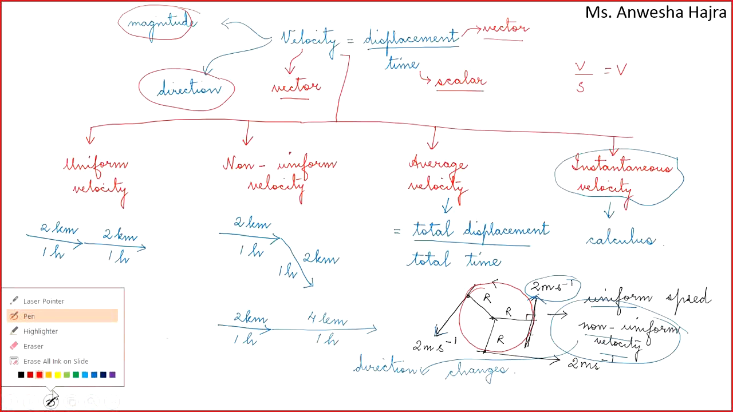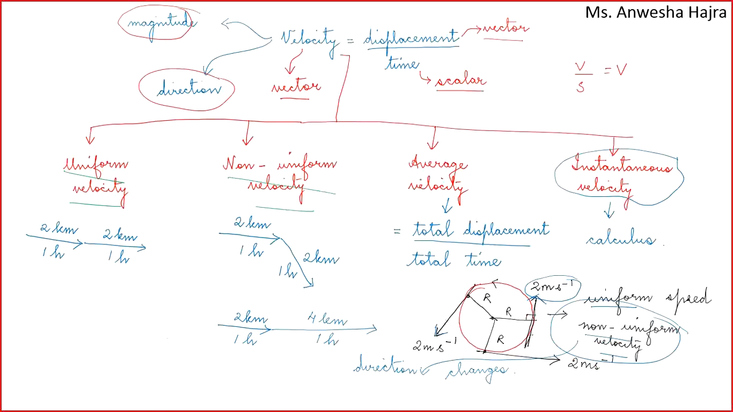Now while doing the chapter you might come across uniform velocity, non-uniform velocity, average velocity and instantaneous velocity. Uniform velocity is only 2 km per hour. This diagram is important. If you change the direction, then it comes under non-uniform velocity. In velocity, direction is very, very important. Average velocity is total displacement by total time.